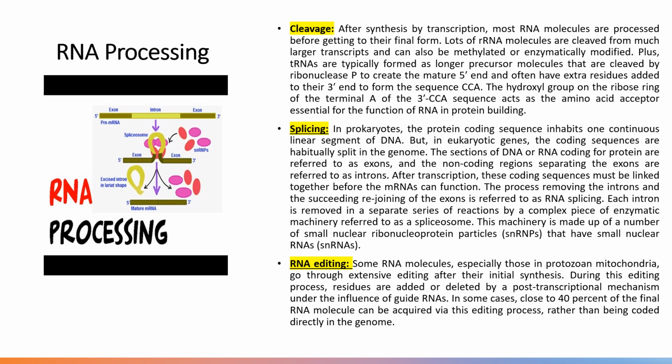Each intron is removed in a separate series of reactions by a complex piece of enzymatic machinery referred to as the spliceosome. This machinery is made up of a number of small nuclear ribonucleoprotein particles, snRNPs, that have small nuclear RNAs.